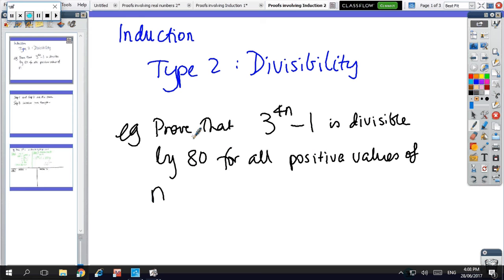So for instance, we might have to prove that 3 to the power of 4n minus 1 is divisible by 80 for all values of n. So you don't have to worry about where these formulas are coming from or why it's divisible by 80. Someone's done it for you, and we just have to do the proof. Okay, so that's an example. So copy that down and then come across.